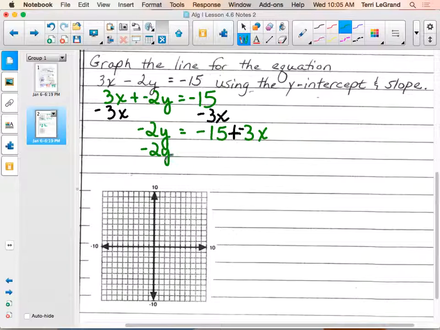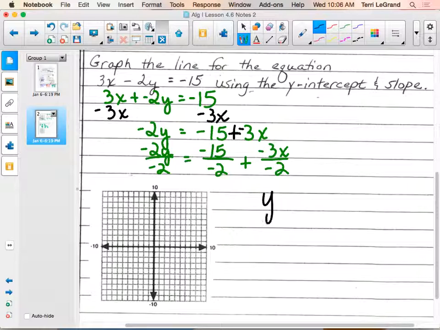So negative 2y divided by negative 2. Negative 15 divided by negative 2. Negative 3x divided by negative 2. We didn't have very many even numbers in there, so it's not going to be as nice as we would like it to be. But we can still do it.